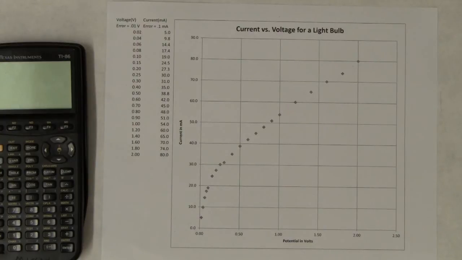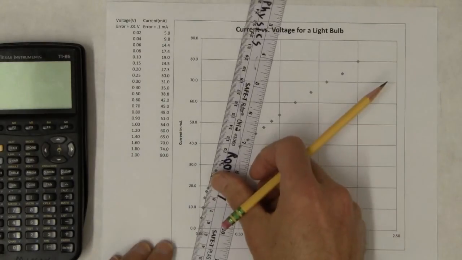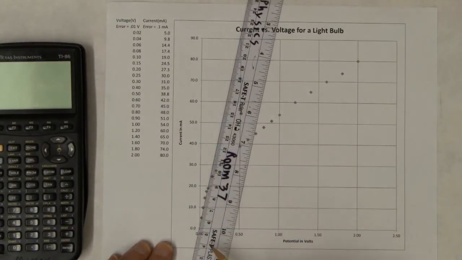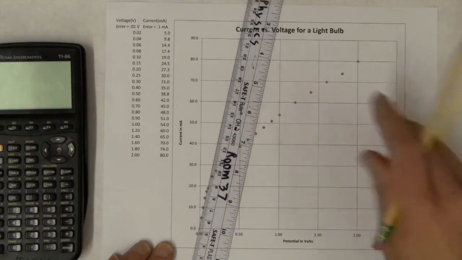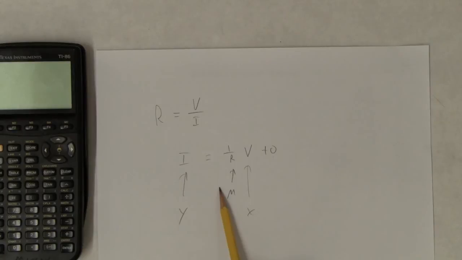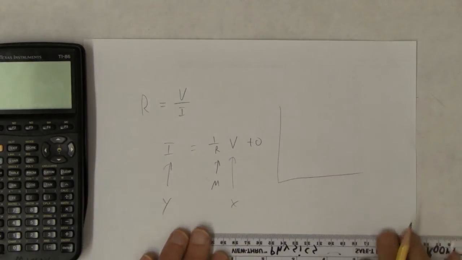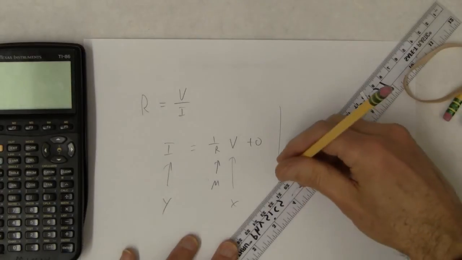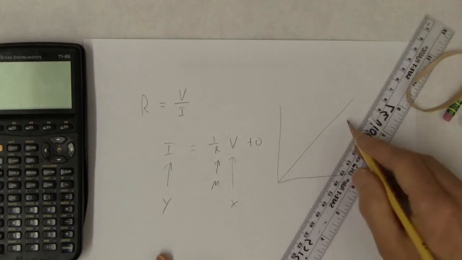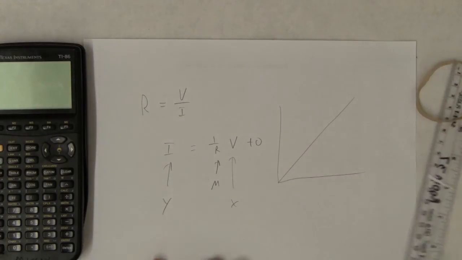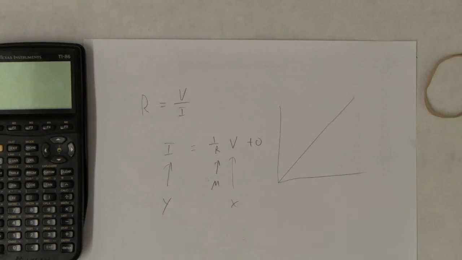Anyway, that's the basic idea behind Ohm's law, and the fact that this thing doesn't have a 0 Y-intercept, the fact that the slope changes, means that this is not true. This graph should look like this. It should go through 0. The slope shouldn't change like it did there. Okay, that's the basic concept.